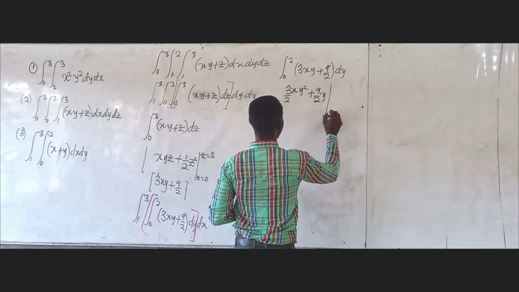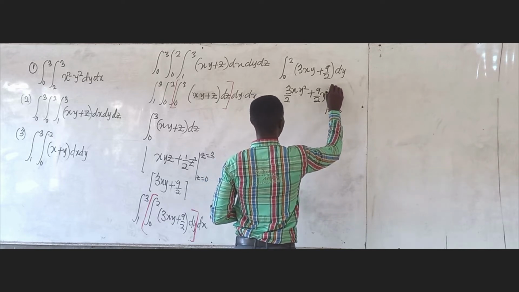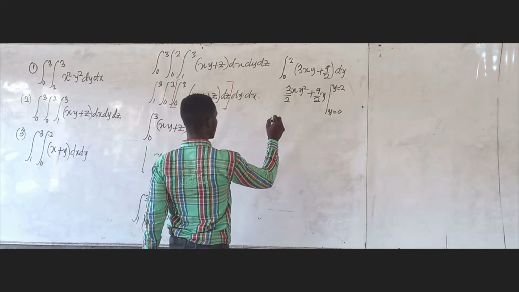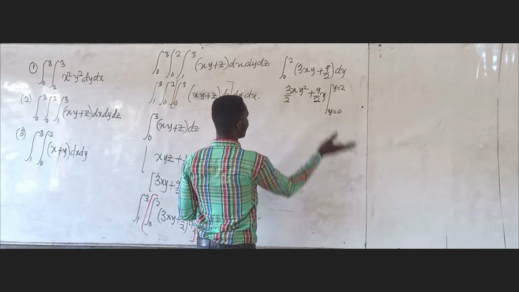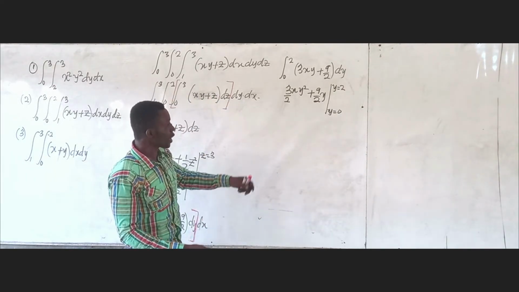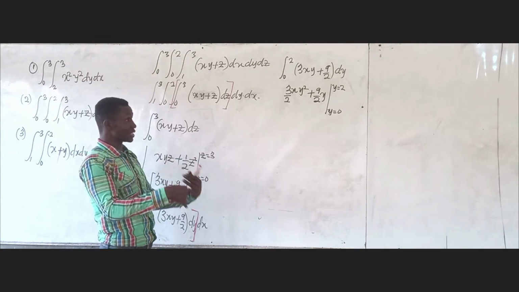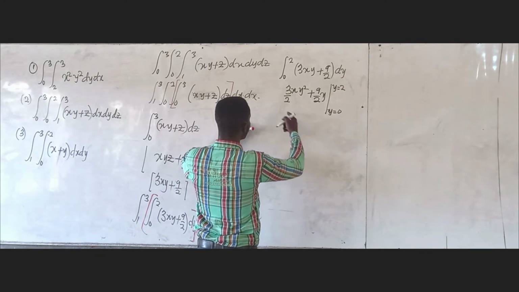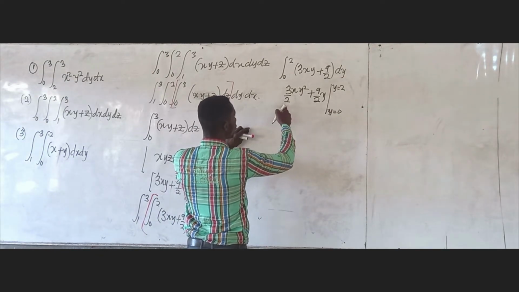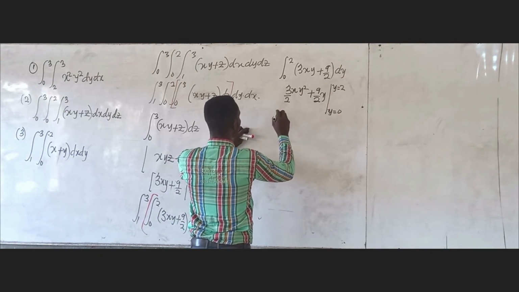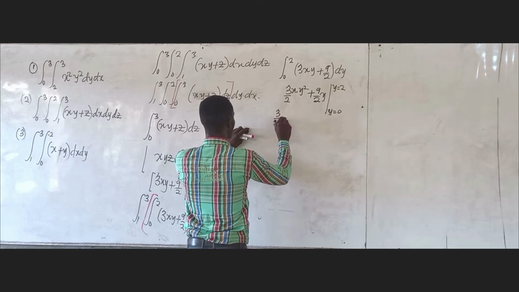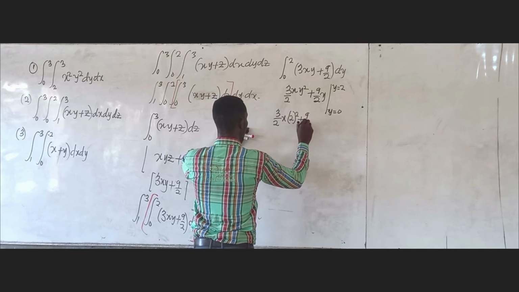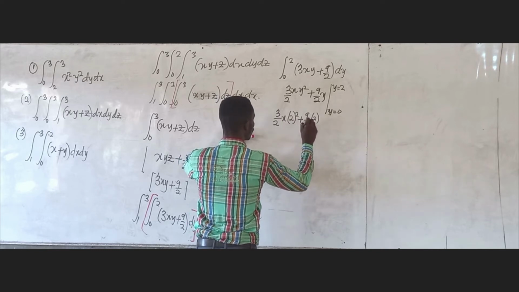The limits are y is equal to 0 to y is equal to 2. Fixing in, after 0, everything will be 0. So that's why I started at 0 first. That's the reason I rearranged. So this one will give me 3 over 2x times 2 squared plus 9 over 2 times what? 2, not so?